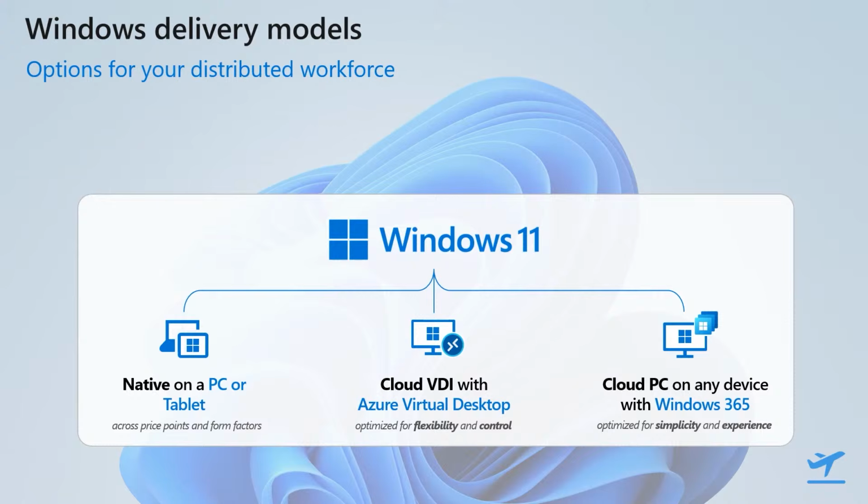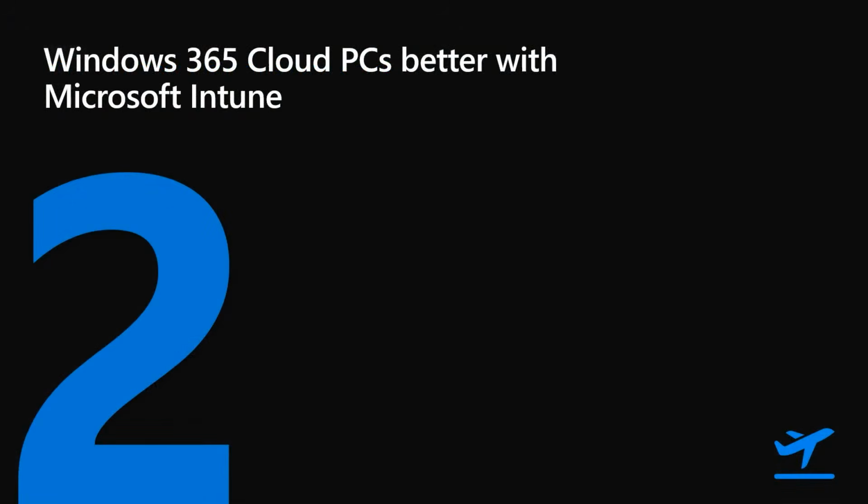Windows 365 is a software as a service, or SaaS, solution. It combines the power and security of the cloud with the familiarity of the PC, allowing employees to stream their personalized desktops from the Microsoft Cloud to the device. Let's first talk about the power of Microsoft Intune with Windows 365.